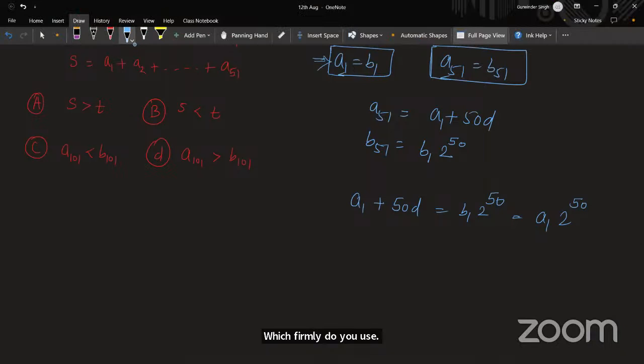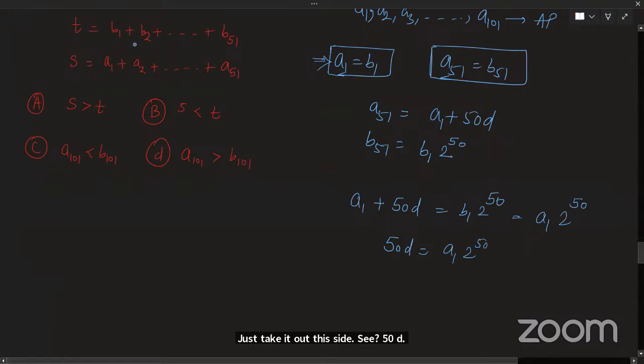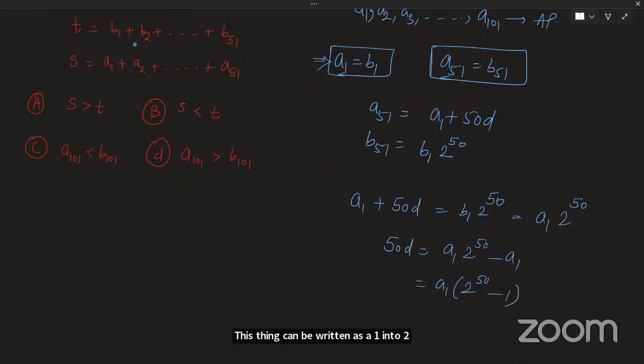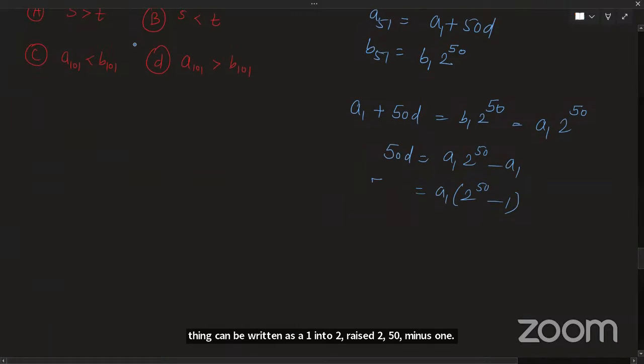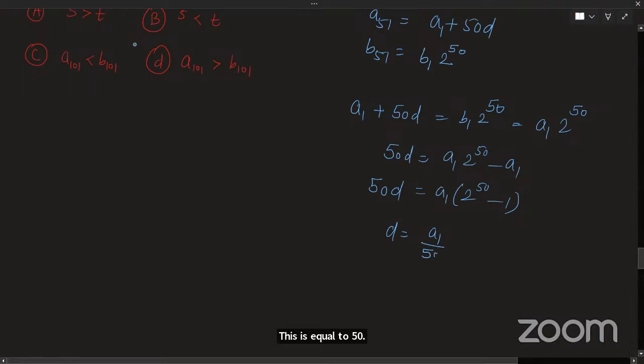So just take it out this side. 50D is equal to A1 into 2 raised to 50 minus A1. This can be written as A1 into 2 raised to 50 minus 1, which is equal to 50D. So your common difference is basically A1 by 50 into 2 raised to 50 minus 1.